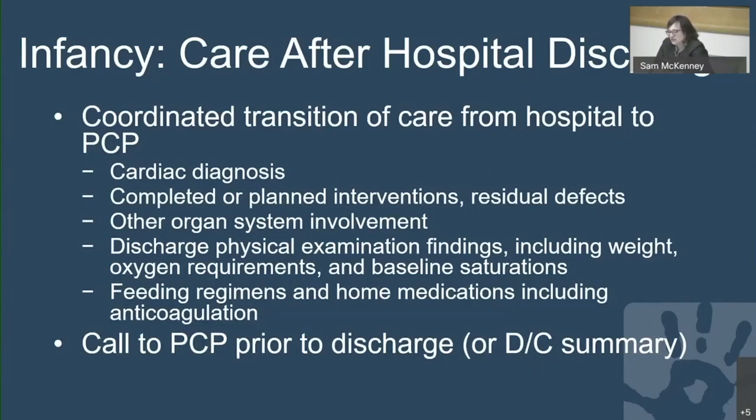I think ideally this should include the cardiac diagnosis, a list of completed or planned interventions, as well as residual defects, any other organ system involvement that there is, a discharge physical exam, including particularly weight, oxygen requirement, and baseline saturations, and then feeding regimens and home medications, including anticoagulation if applicable. Ideally, we try to do this through a call to the primary care provider prior to discharge of the baby from the hospital. Obviously, if that's not feasible, some type of written transfer tool or discharge summary can suffice.